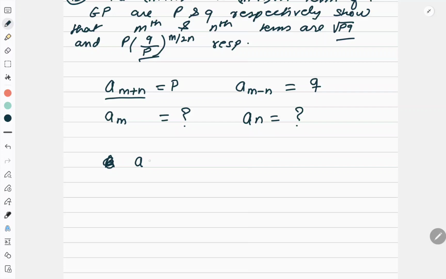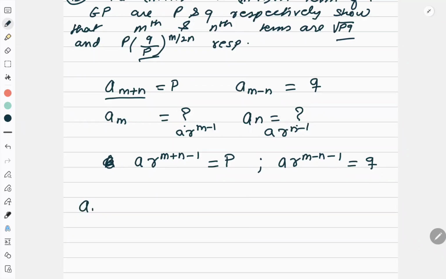So A r to the power m plus n minus 1 is equal to P. Also, A r to the power m minus n minus 1 is equal to Q. Now, when I am looking for the mth term, I am looking for the value of a r to the power m minus 1, and for the nth term, the value of a r to the power n minus 1. So, let me start with that. Suppose I am searching for the mth term. So, I am looking for a r to the power m minus 1.